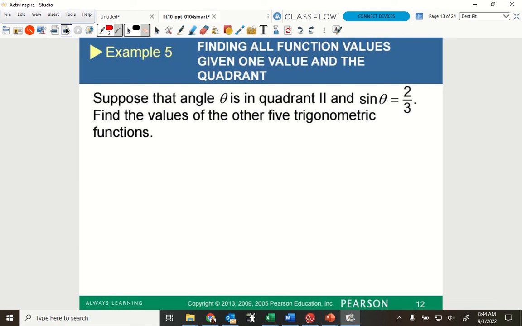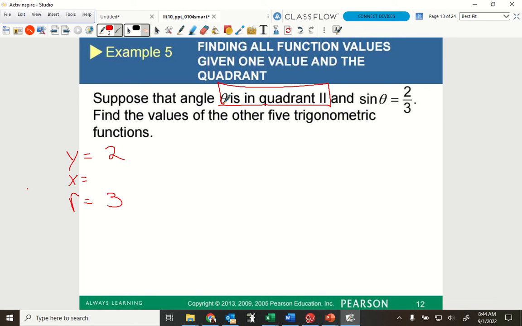Alright. So, on this one, we are given sine. What do we know about sine? Sine represents y over r. So I know that my y value is 2. My x value, I don't know yet, but my r value is 3. We know we're missing something, right?